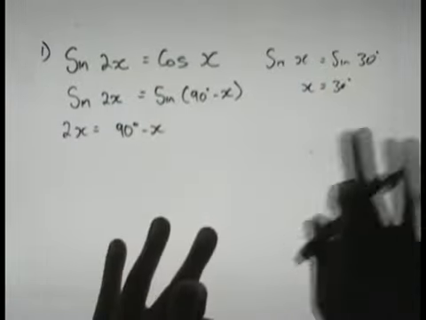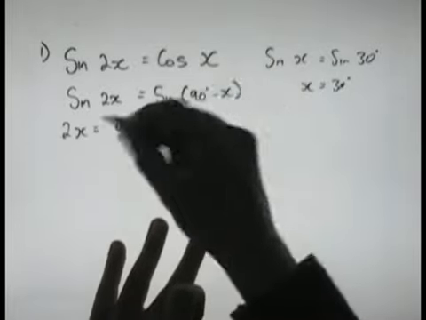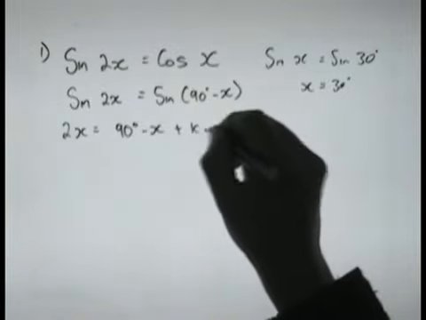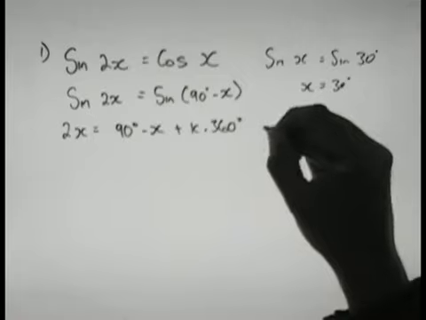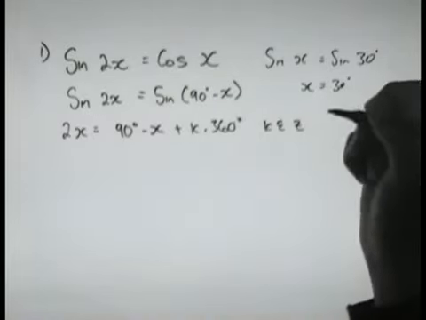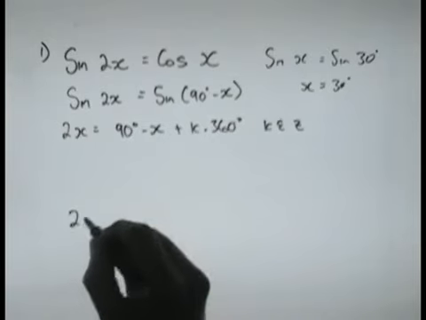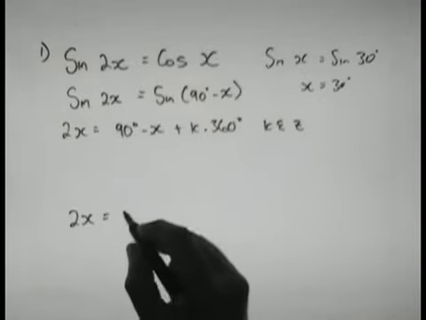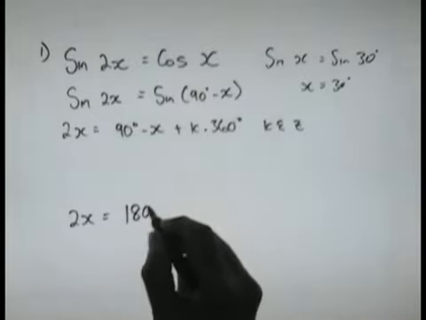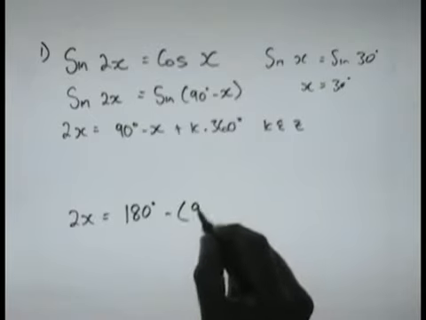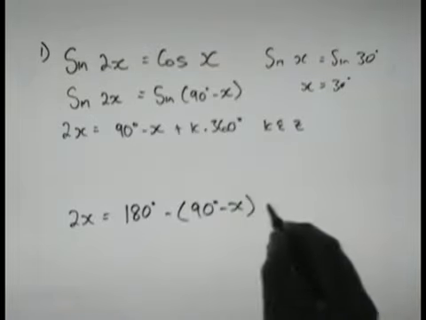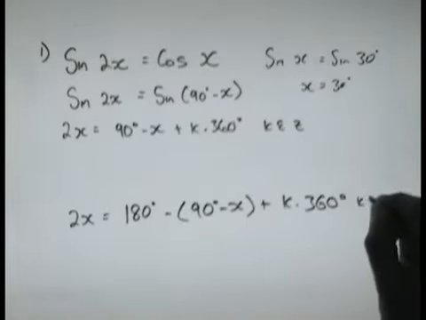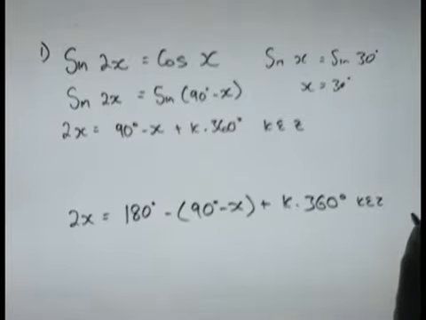Because it's the sine function that we've taken out, my one option is 2x is equal to 90 minus x plus k times 360, where k is an element of integers. My other possible solution says that 2x is equal to, what is the other quadrant that deals with sine? The second quadrant, which would be 180 degrees minus (90 degrees minus x) plus k times 360 degrees. Again, k is an element of integers.